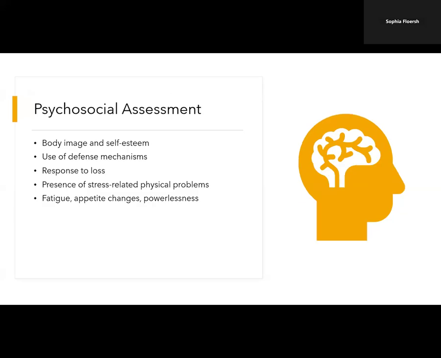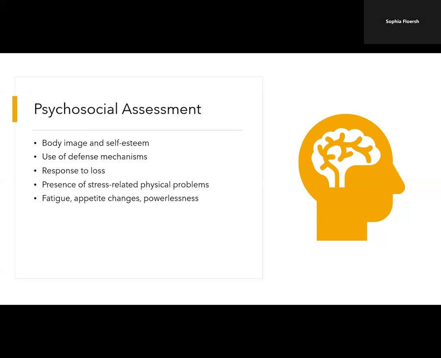Psychosocial assessment, body image and self-esteem. Like I said, you'll have some patients that went from independent to now dependent. You need to understand that that can have a big toll on their self-esteem. Use of defense mechanisms. Sometimes these patients may not talk to you the way you want to be talked to, but it's because it's their way of defending themselves.